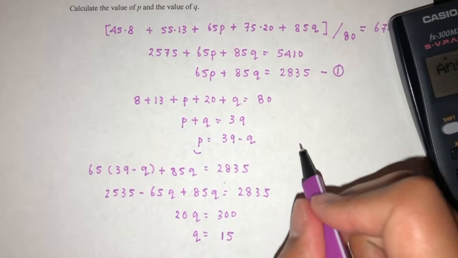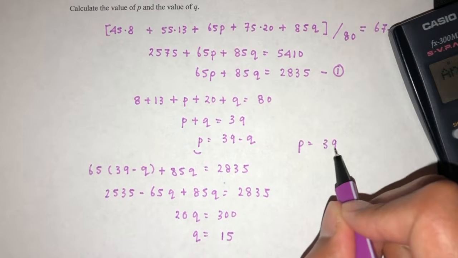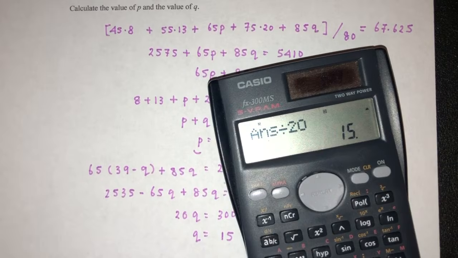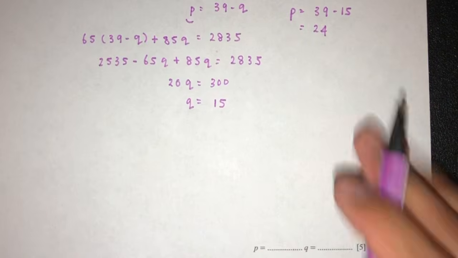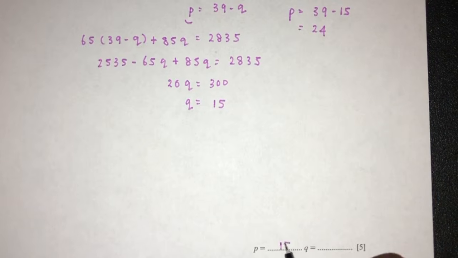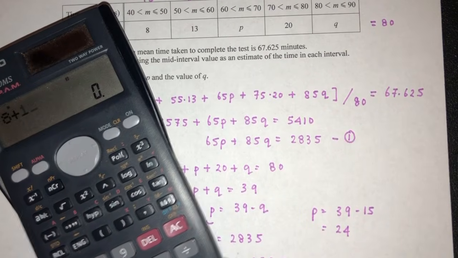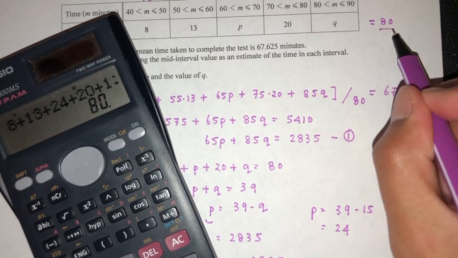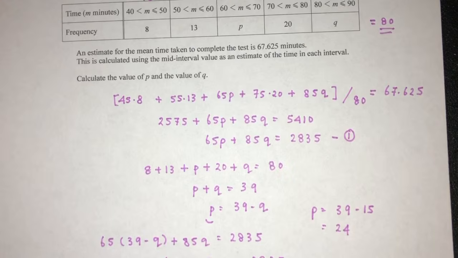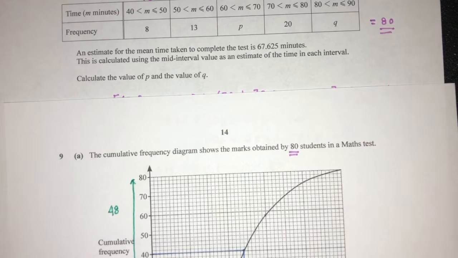And p, 39 minus 15, that will be what? That will be 24. Okay, that is our value of 15 and 24. Let's check. If you add everything here, 8 plus 13 plus 24 plus 20 plus 15, that is 80. So good to go. That is part B of your question, question number 9.